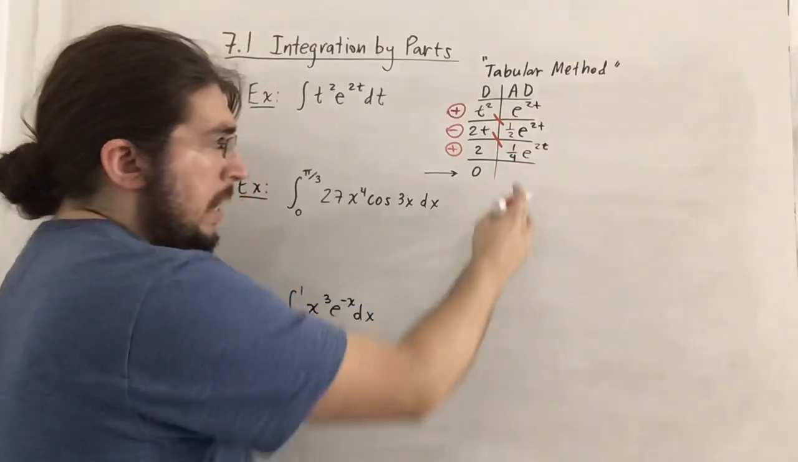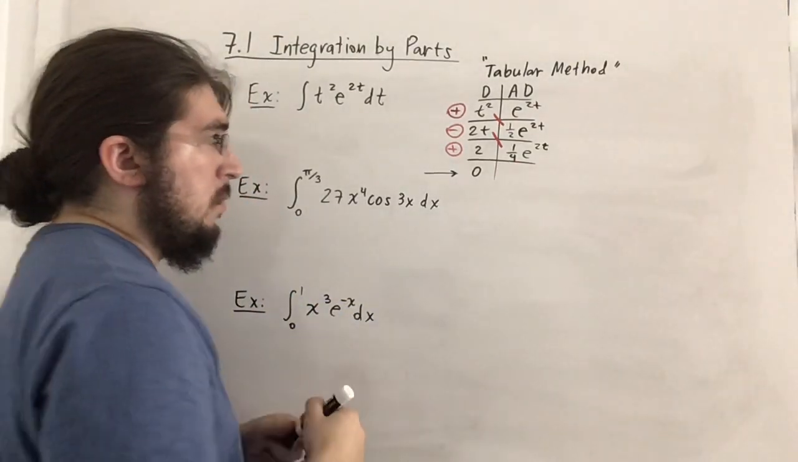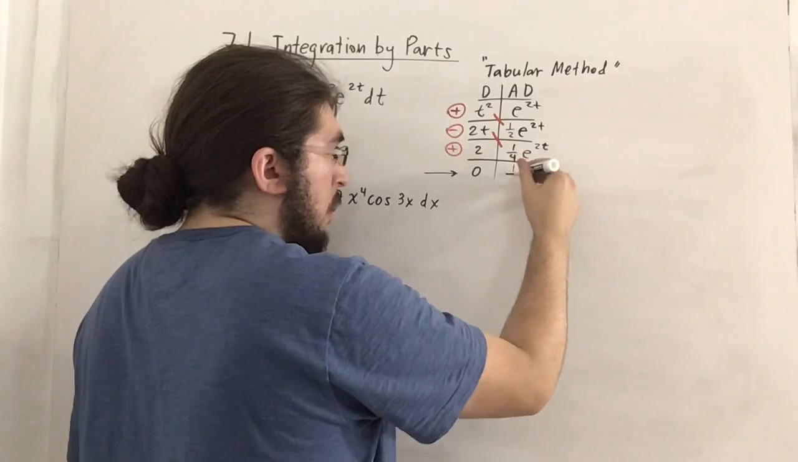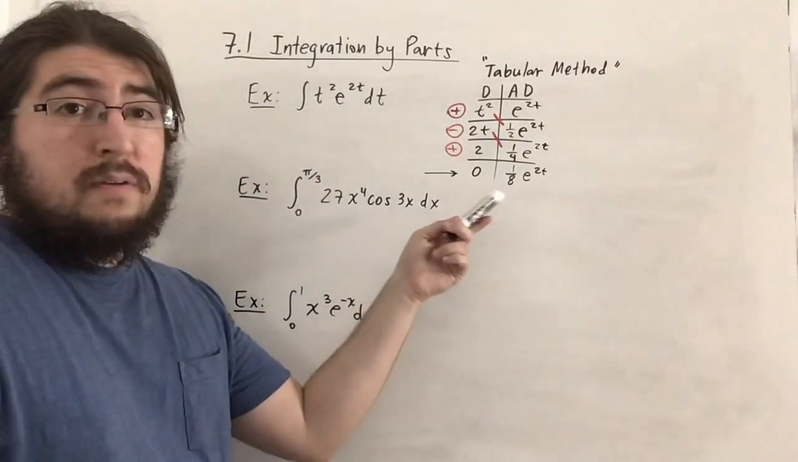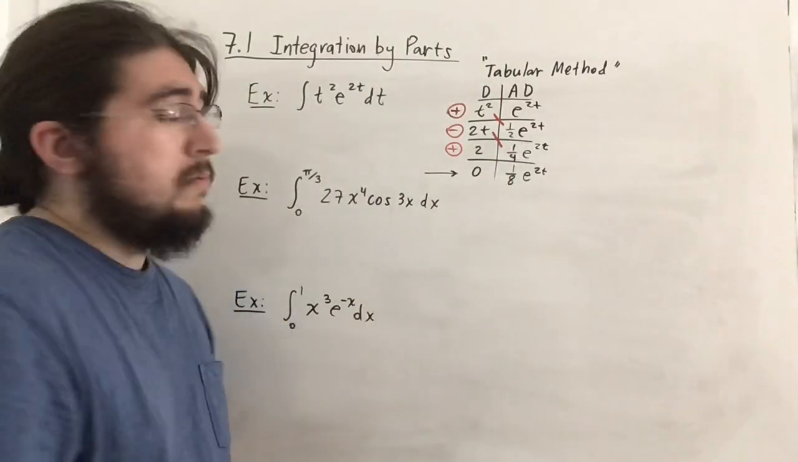I need to do one more actually to catch that 0. I was missing one, wasn't I? So this is going to be 1/8 e to the 2t, my mistake. So good. Because again, why 1/8? Because we divide by 2 each time because of the 2. Perfect.